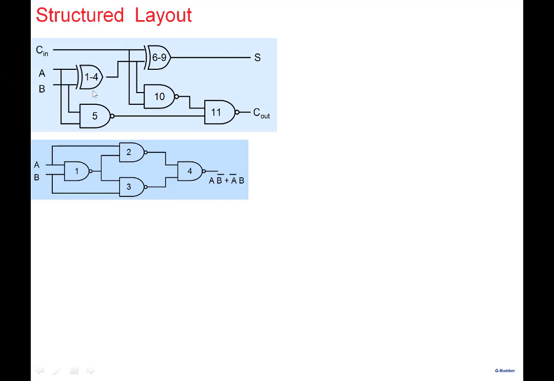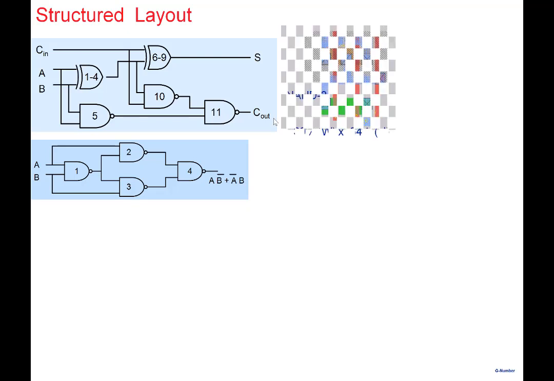So, note that the XOR gate is here. It requires four 2-input NAND gates, 1, 2, 3, 4 here. That's why I've written 1 to 4. We need another XOR gate, which is NAND gates 6 to 9 here. So this A, B, C in produces the sum output here. And then the remaining produce the C out here.